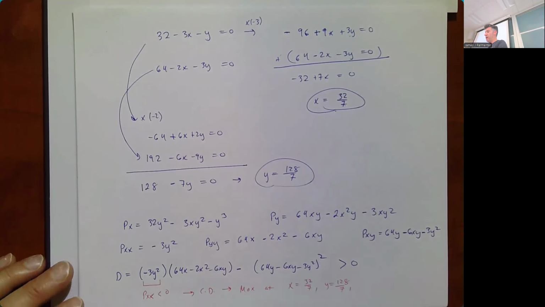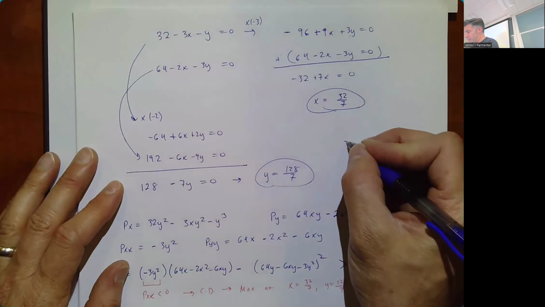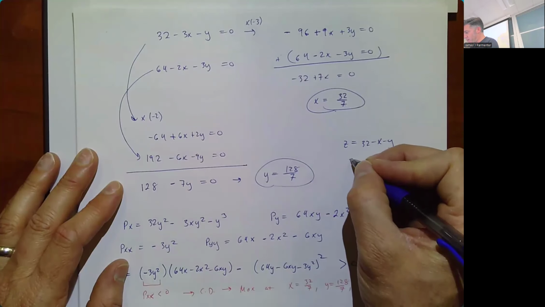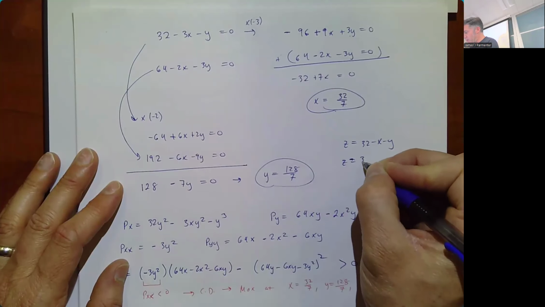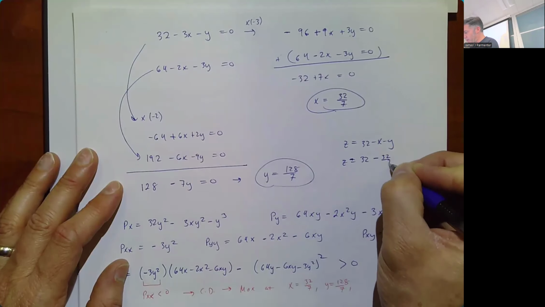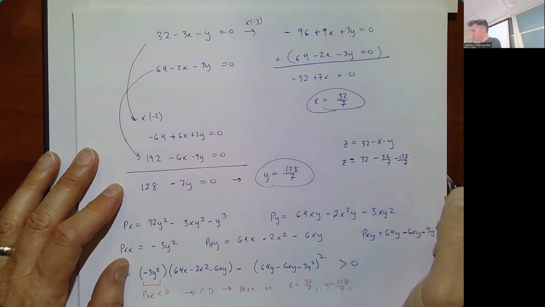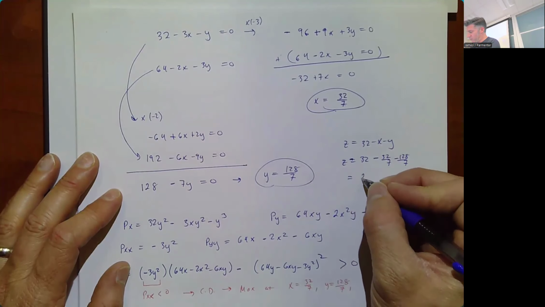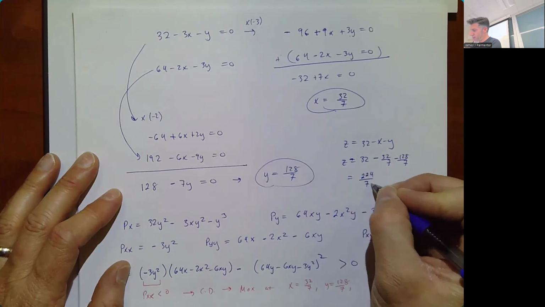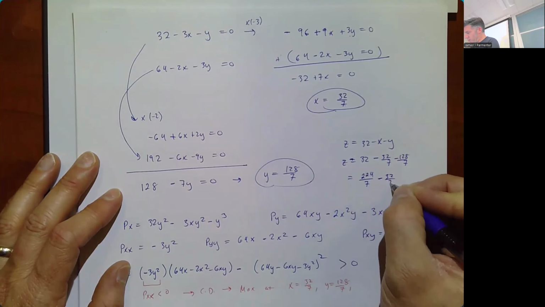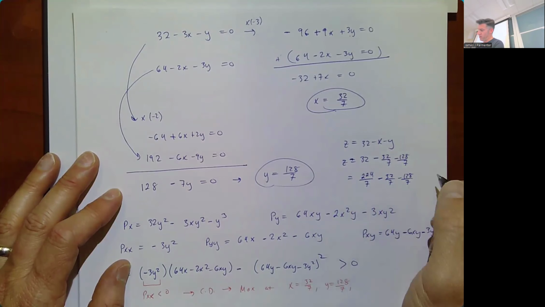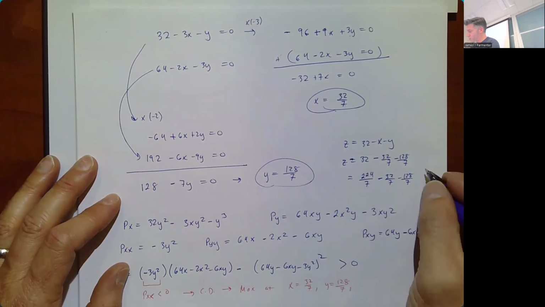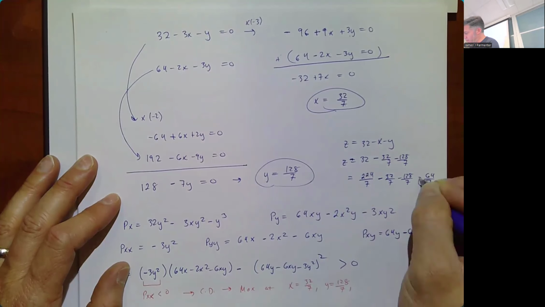And if we go back and look at the original constraint, we know that Z should equal 32 minus X minus Y. So Z is equal to 32 minus 32 over 7 minus 128 over 7. And if we wanted to simplify that, 32 times 7 over 7 is 224 over 7, minus 32 minus 128 over 7 comes out to be, let's see, that's 160. So that's going to be 64 over 7.